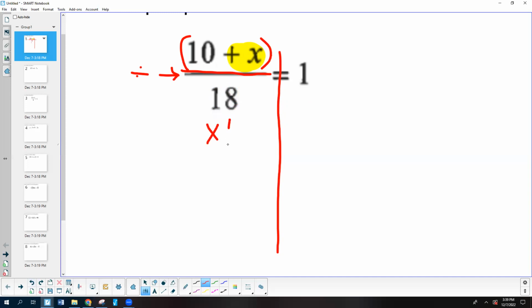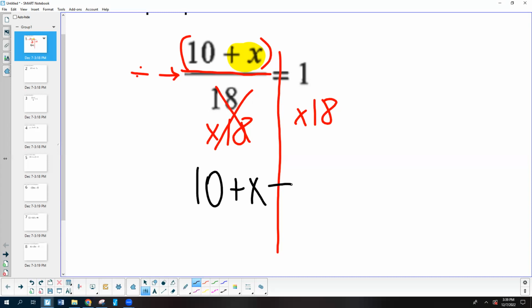Okay, so we're going to go ahead and multiply both sides by 18. Okay, that's going to cancel. Then we're going to have 10 plus x equals 1 times 18, and that's going to give us 18. All right, now we are on to step 2.